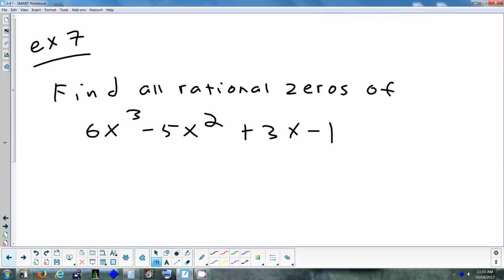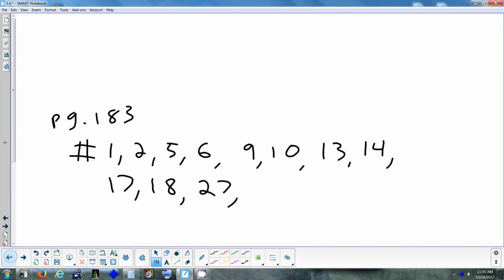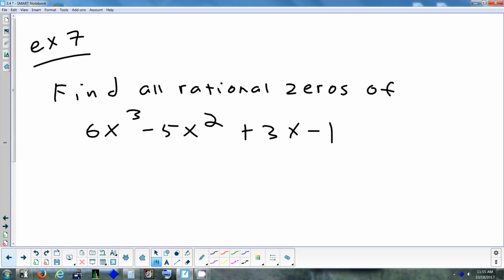Let's just do one of these. Let's try this one. Let's find the rational zeros of this one. Okay, what degree is this equation? It's cubic. So if I can just find one root, I'm good. Then I can turn it into a quadratic.